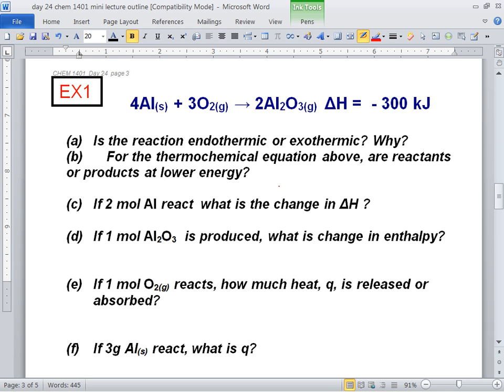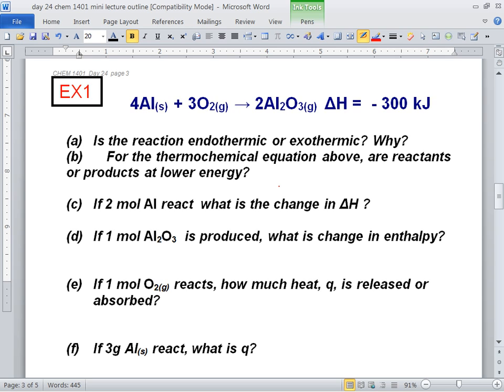Are reactants or products at lower energy? It was exothermic. Think of that plot. Lorena, what would it be? It's giving off all this heat. So products have to be at a lower energy, right? Okay, good. Products got to be at a lower energy.